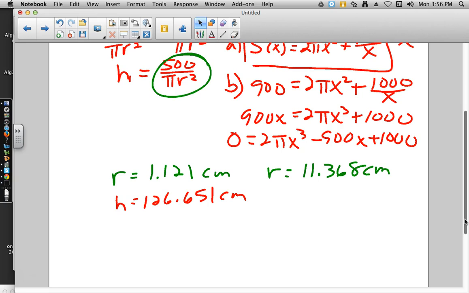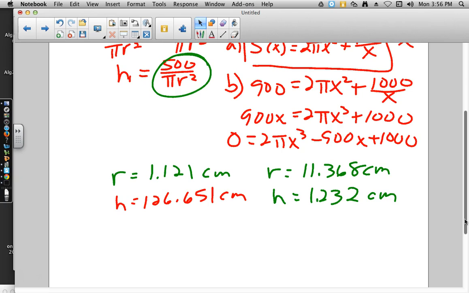And then we could hit second enter and just go back and change our 1.121 to 11.368 squared. And that comes out to a height of 1.232 with rounding centimeters. So that was also a good problem, very much like the example that we did in class for number 37.